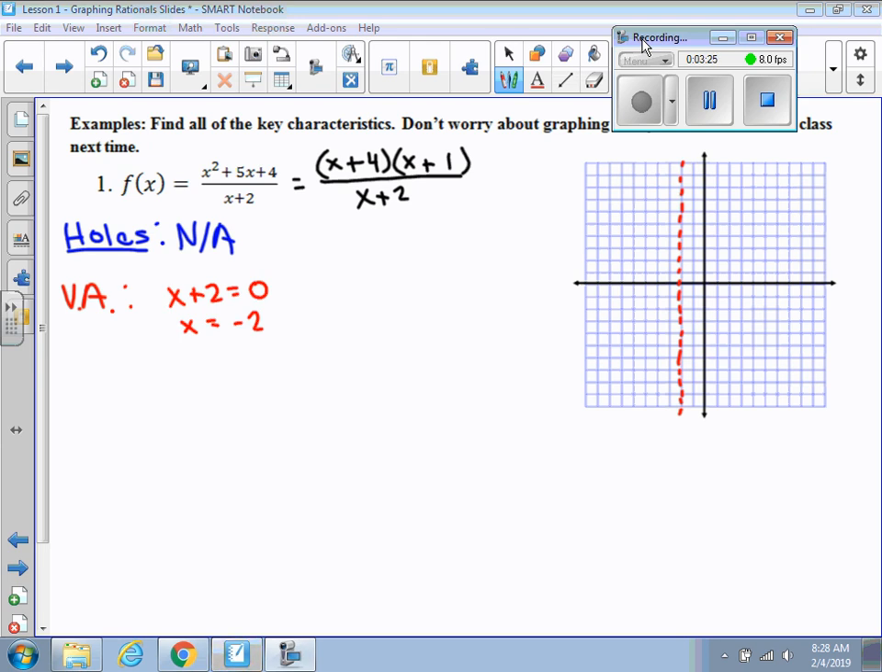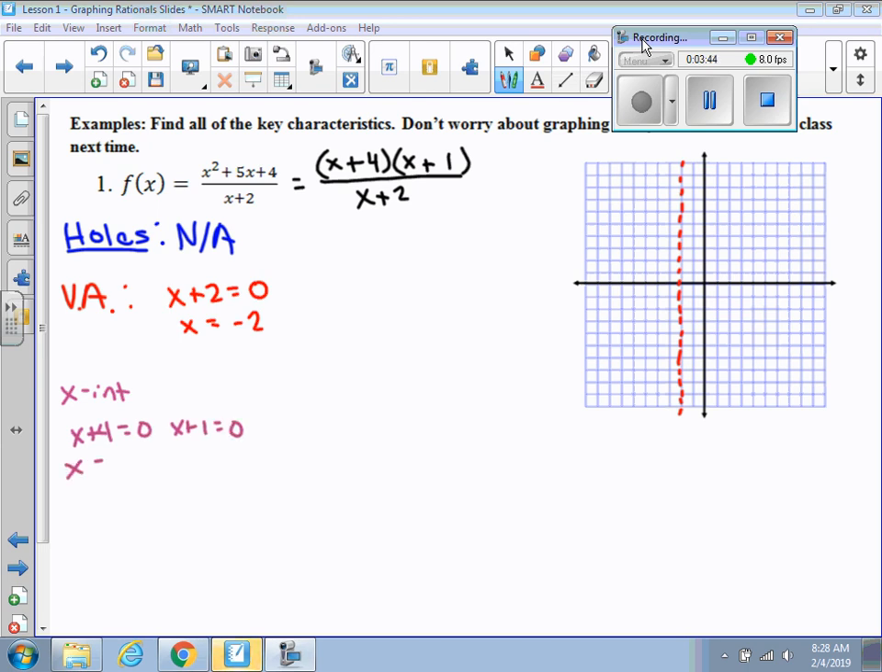Okay. Now let's move on to our x-intercepts. To get our x-intercepts, that's when we cross the x-axis, the y equals 0. So set your factors in the numerator equal to 0 and solve. So we've got x plus 4 set it equal to 0, and we've got x plus 1 set it equal to 0.